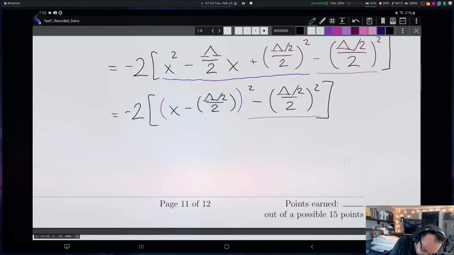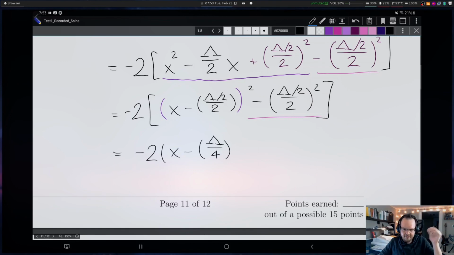Okay, and just about done really. I just need to distribute things back in. So I get a -2x minus, okay, maybe now I'll be a little bit less silly. Let's go ahead and pull that 2 into the denominator. So lambda over 2 is just lambda over 4. And I need to square that entire thing.